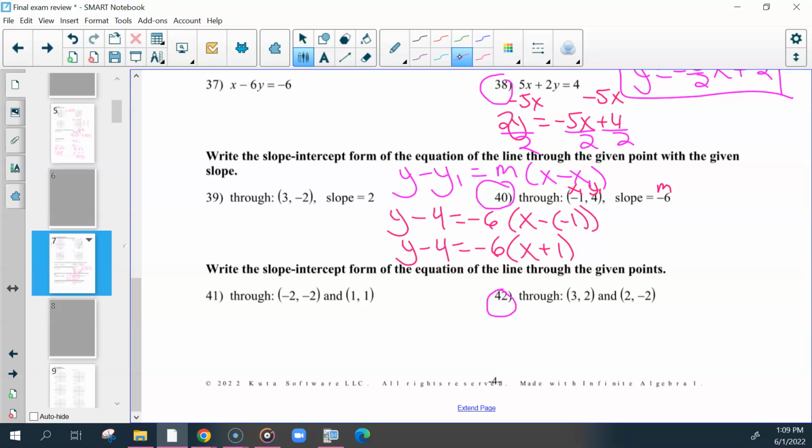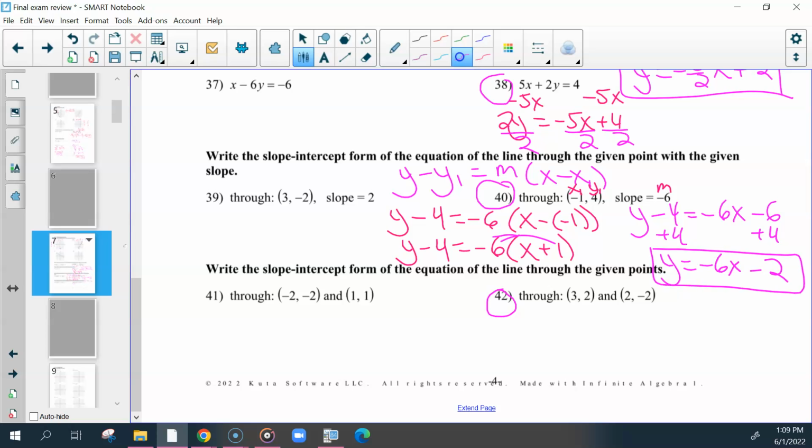Then we would need to distribute the -6. We have y minus 4 equals -6x minus 6. And our last step would be to get y by itself by moving 4 over to the right. So y equals -6x minus 2 would be our final equation. Do we have any questions on that one?